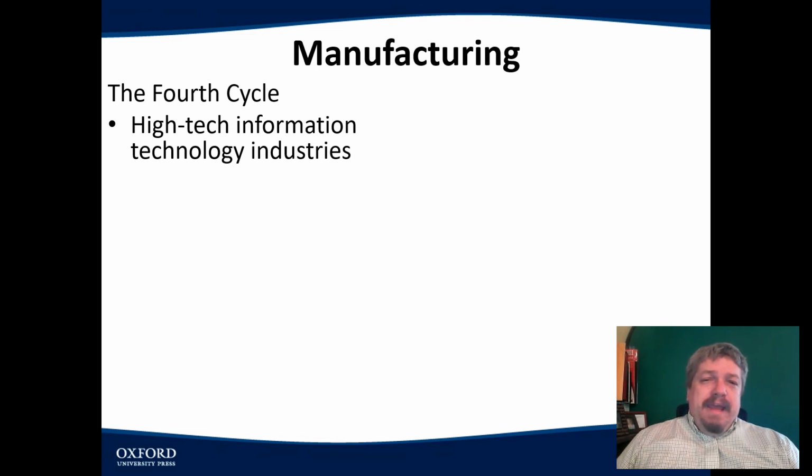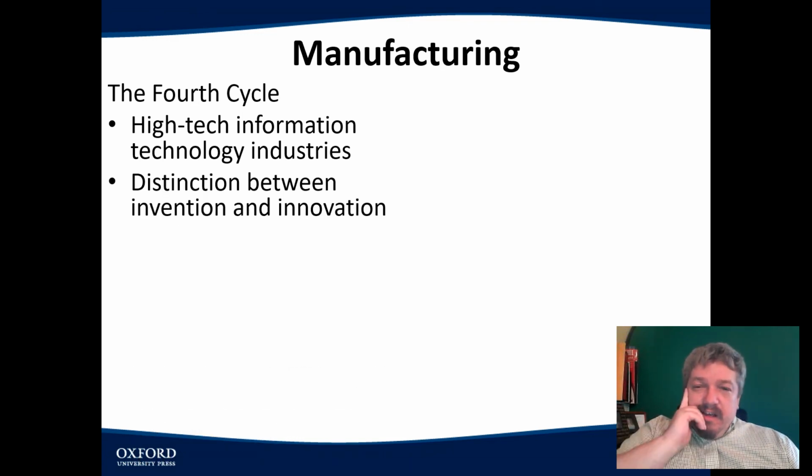So not only do we make the most important, the computers and the smartphones, but another aspect we'll talk about is information. We sell information as well. We'll talk about that with the service industry. With this cycle, manufacturing, it's important to note there's a distinction between invention and innovation. So when you think about electronic companies, they don't really invent anything brand new, but what they do is take what's out there and they make it better.